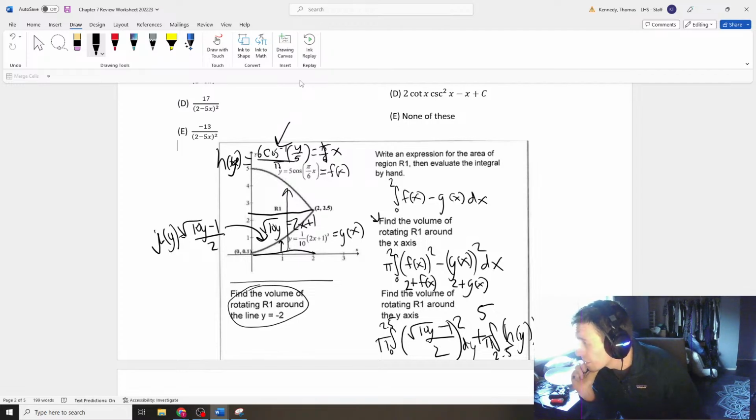With volume, when it's around the y-axis, it's in terms of x, and when it's... no, that's exactly the opposite. Exactly the opposite of that, Nicole.